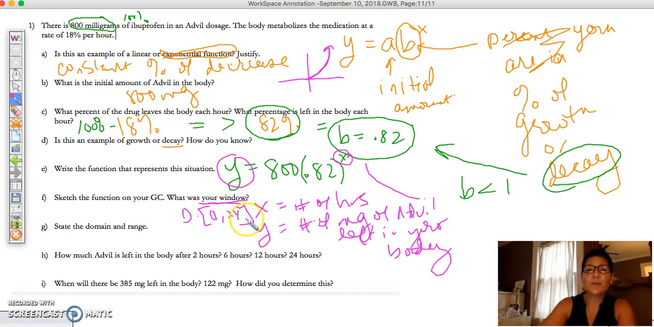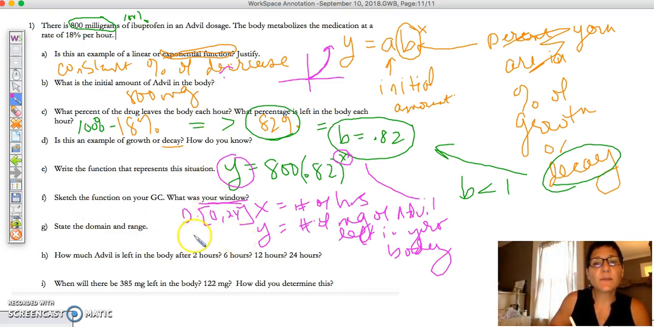So here's what I want to show you. We know if we go from 0 to 24 hours, if we put that in as our domain, then my range is going to be, I know it's maxing out at 800. It's never going to go above 800. And here, I'm actually going to put, it's never going to go below, I hope you said 0.